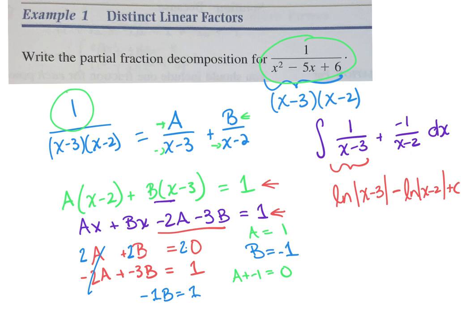When I subtract natural logs, how do I simplify this? If I'm subtracting natural logs with the same base, how do I combine them? By what method? Condensing it. How do I condense a subtraction? It condenses to what? Yeah, so I have the natural log of (x minus 3) over (x minus 2) plus c.